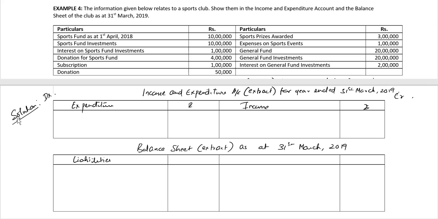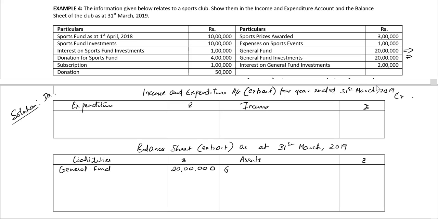Liabilities, left side, assets, right side. We'll pick out the general fund first of rupees 20 lakh. General fund amount 20 lakh rupees. We'll pick out the general fund investments also of rupees 20 lakh. General fund investments 20 lakh rupees.